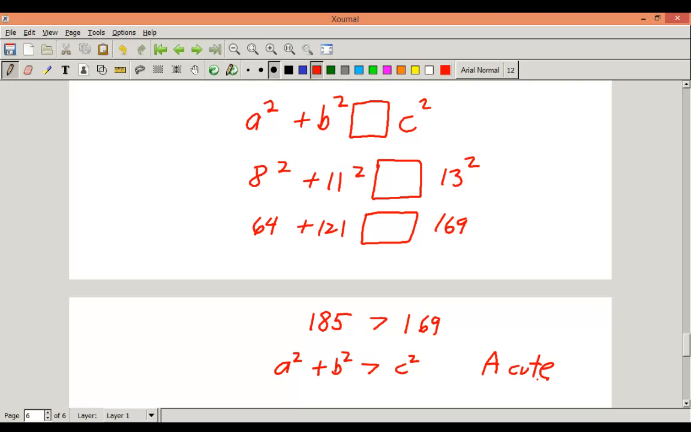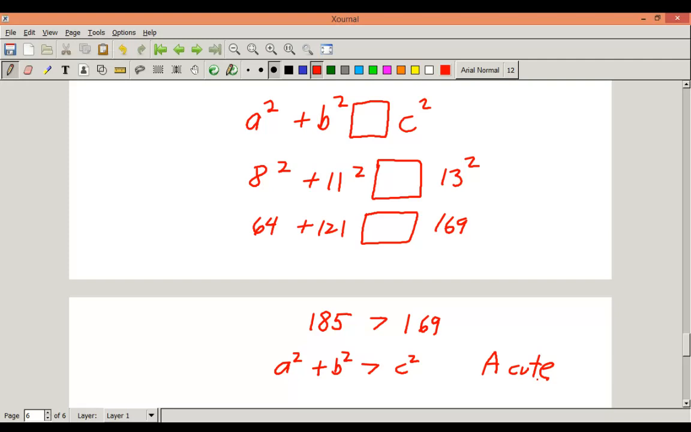And then we had a way to classify triangles based on the relationship of the sides. So if a squared plus b squared equals c squared, you have a right triangle. If a squared plus b squared is less than c squared, then you have an obtuse triangle. And if a squared plus b squared is greater than c squared, that means now you have an acute triangle.